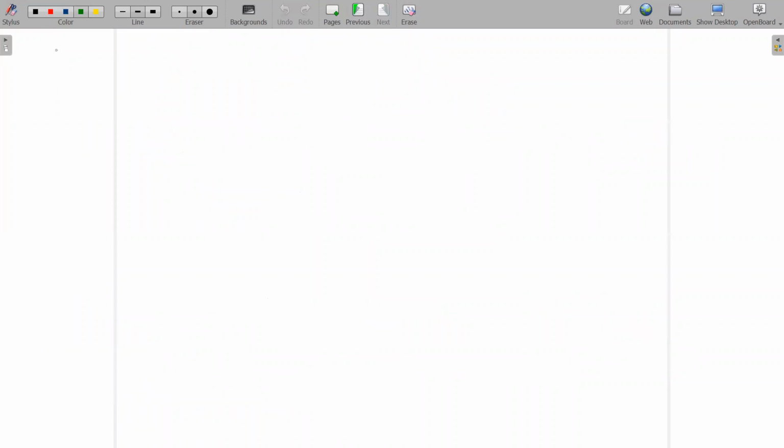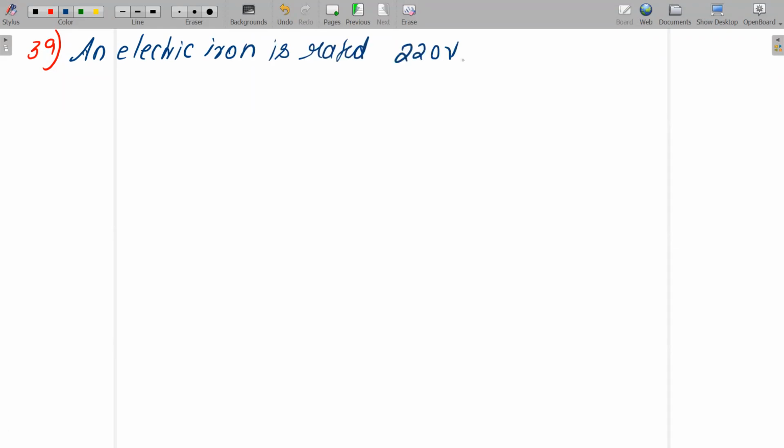Now, next question is the 39th question, right? An electric iron is rated 220 volt, 2 kilowatt. Understood? First question they can ask, find the current I and resistance. That you guys know, right? How to find the I and resistance for a given material current rating. You guys studied one equation. What is that equation? Do you remember?